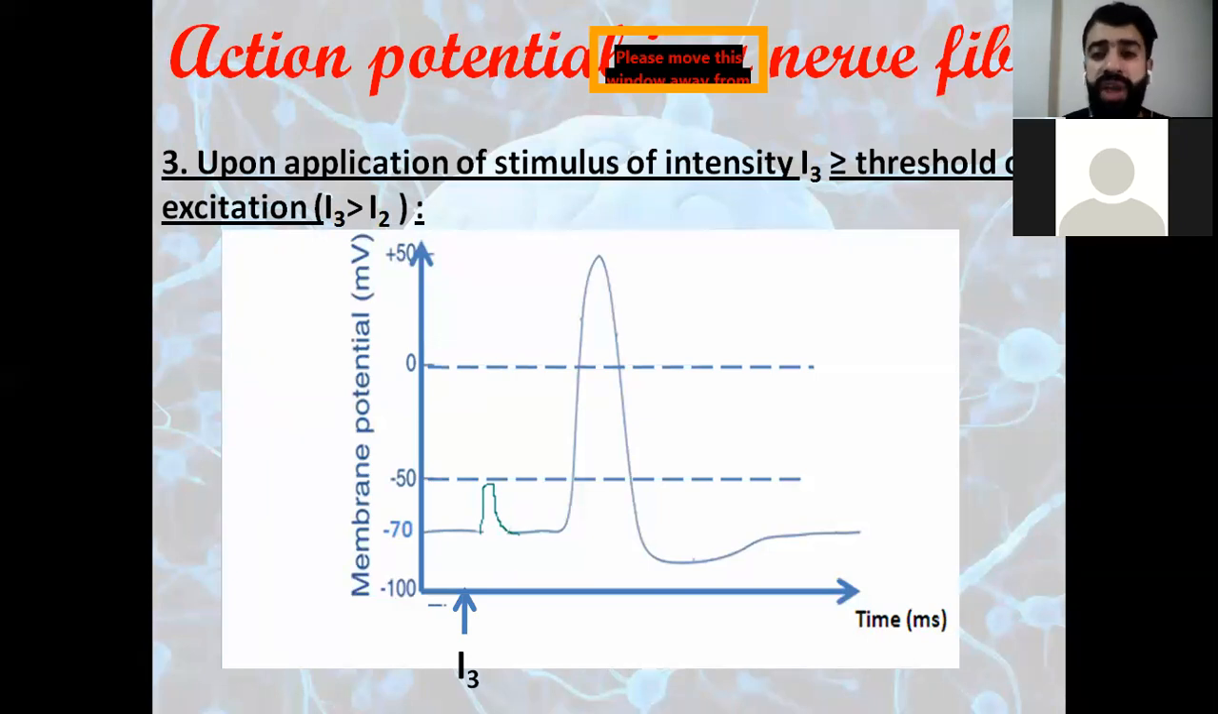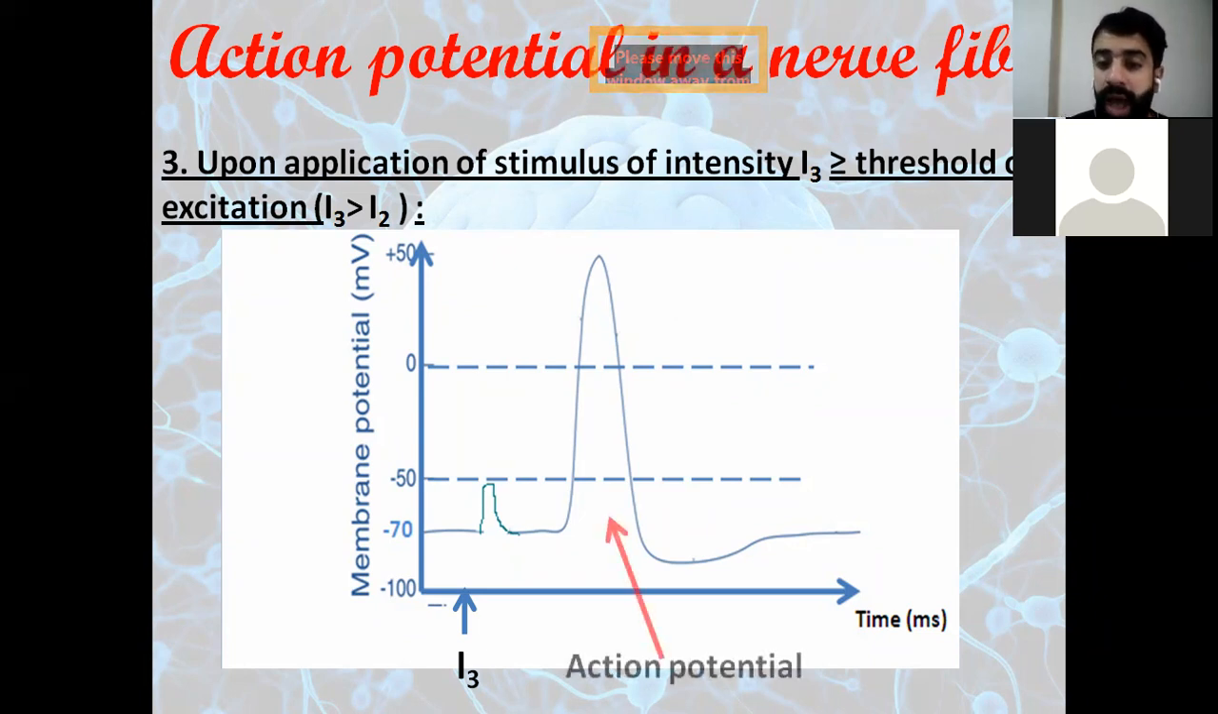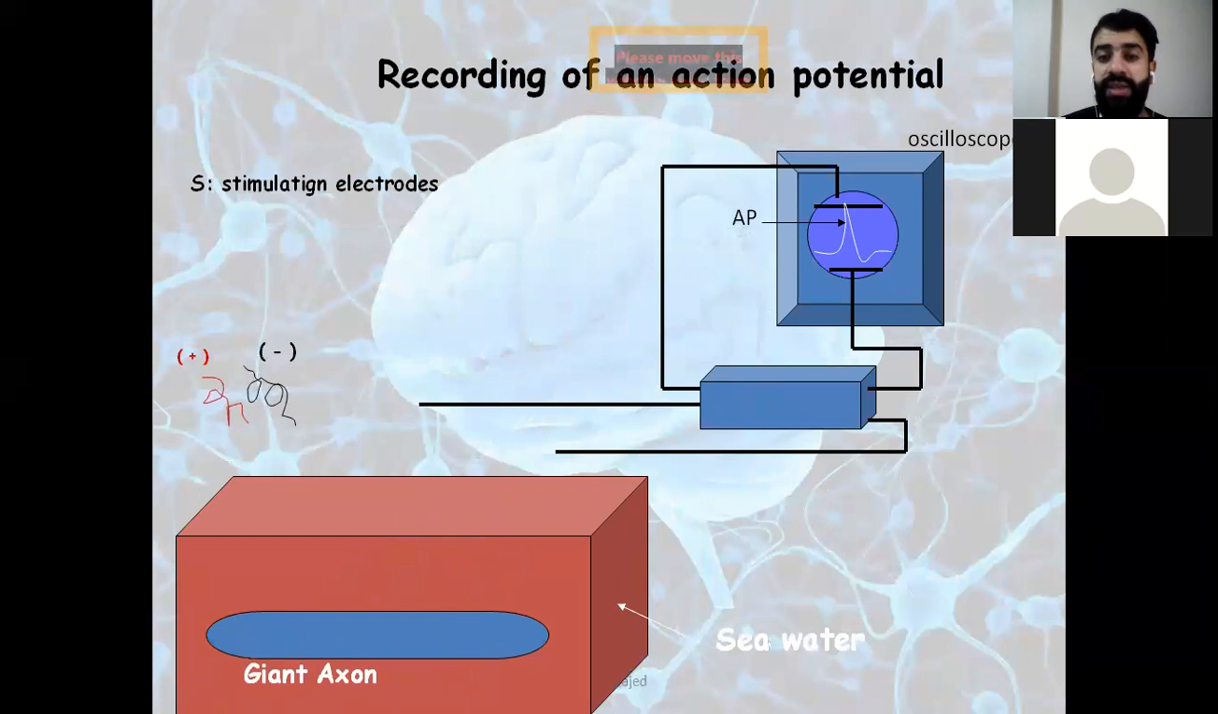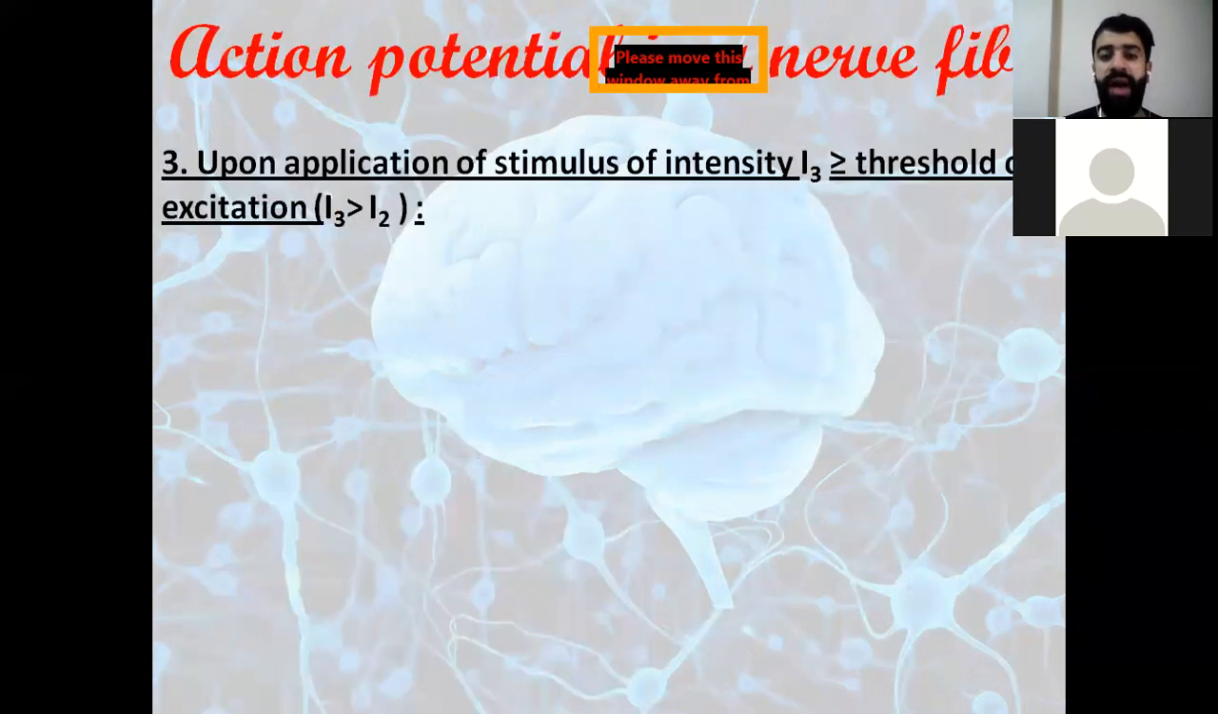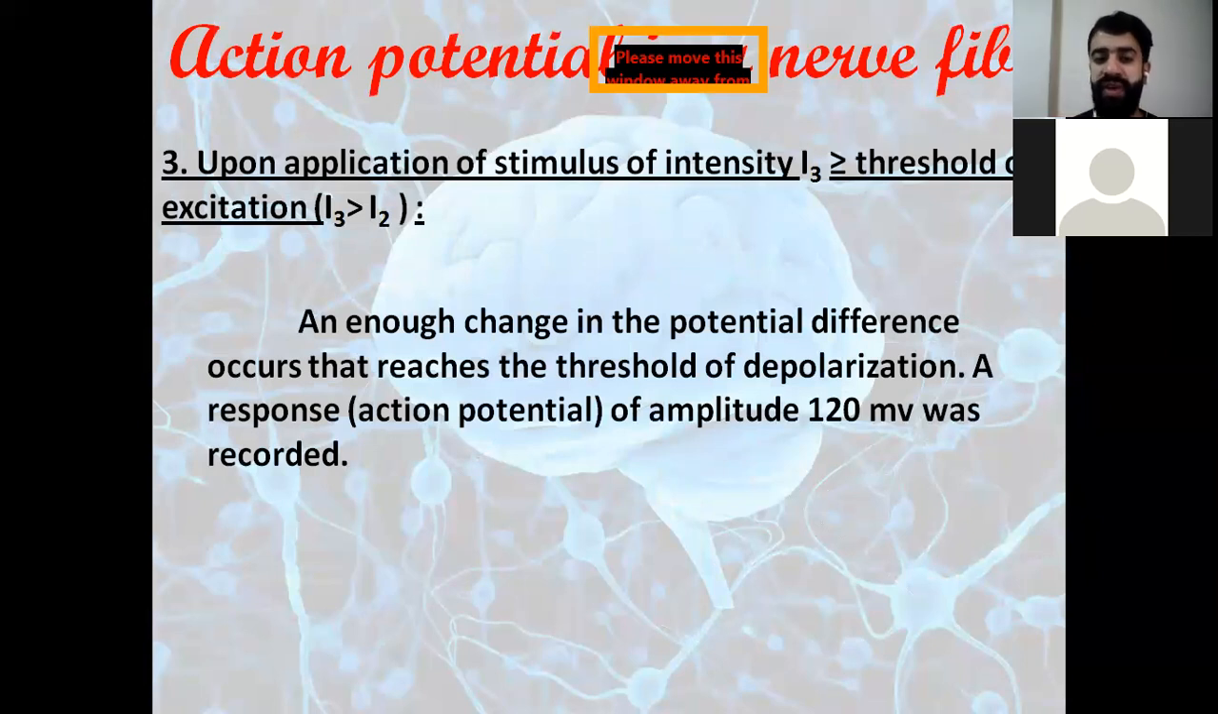While upon application of a stimulus I3 greater than or equal to the threshold, we have an action potential appearing here. So what do you think about the intensity I3? Is it effective or ineffective? It's called an effective stimulation. Here we have S as the stimulating electrode, A as the recording electrode, and B as the reference. We show this on the oscilloscope, where we see an action potential. So with I3, enough change in the potential difference occurs to reach the threshold of depolarization.